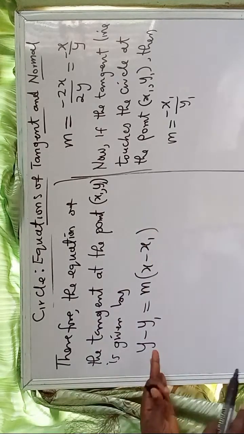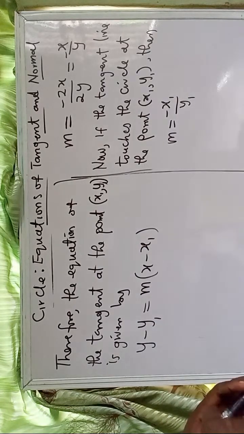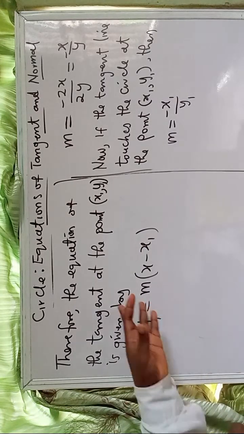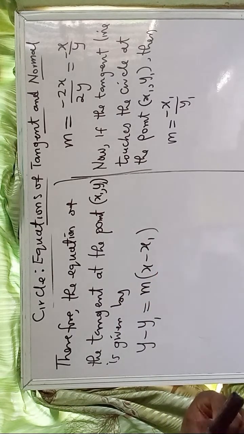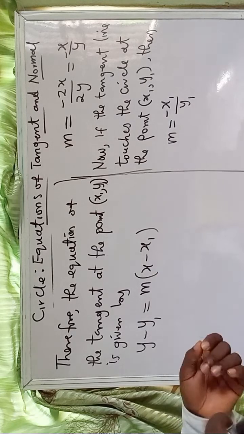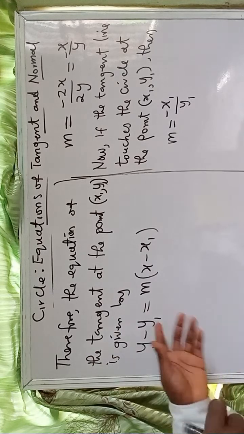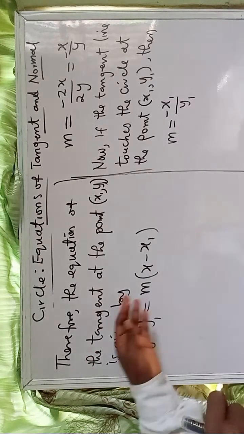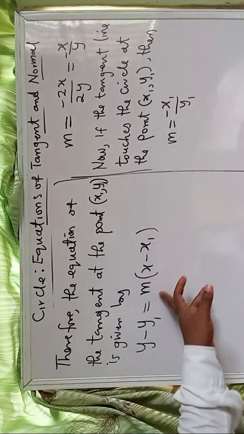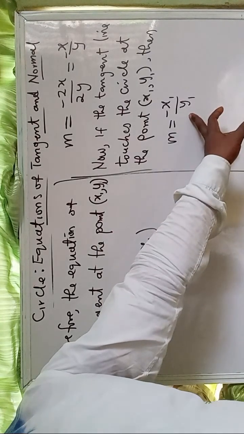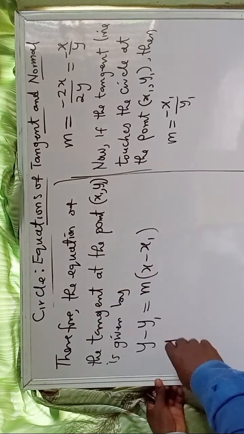We recall that in one of our physics classes, we talked about something like this. That's when we want to represent the equation of a straight line when the slope is known and the point through which the line passes is known. So by replacing this m with the slope we have got from the equation of the circle, this becomes this.